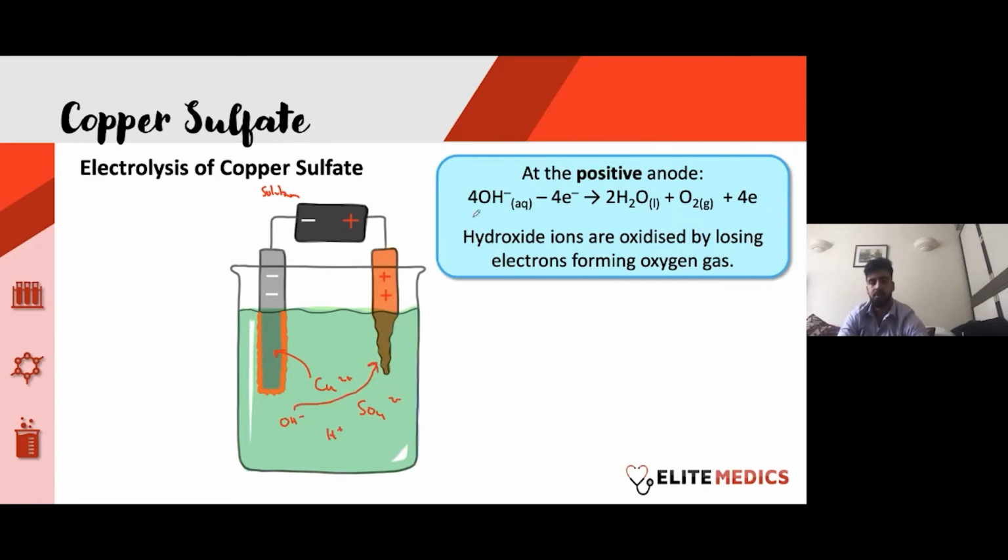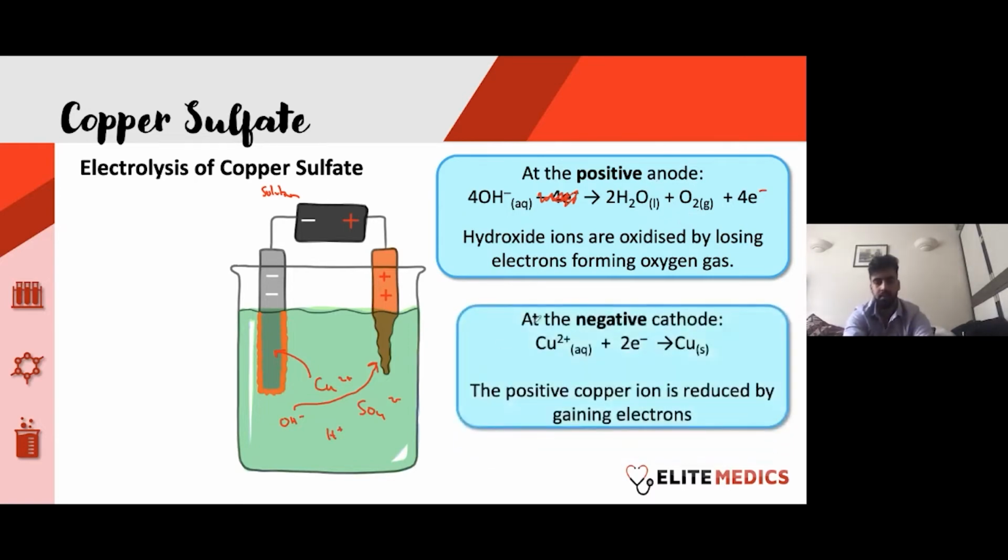And then what's going to happen, you're going to have 4OH- goes to 2H2O + O2 + 4e-. And the reason for that, the rule is in the presence of sulfate ions, OH- is always given off as water and oxygen. So whenever there's sulfate ions present, oxygen gets given off. At the negative cathode, Cu2+ gets attracted to the negative electrode, and that gets given off as copper. We'll see more examples of this as we go through the lesson.